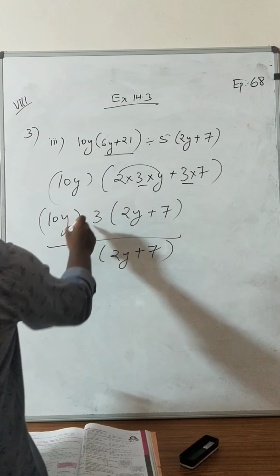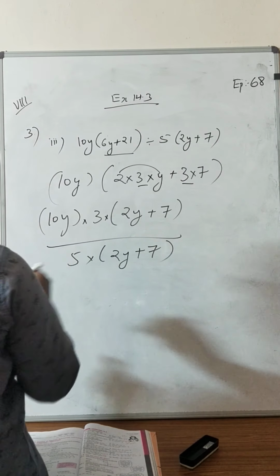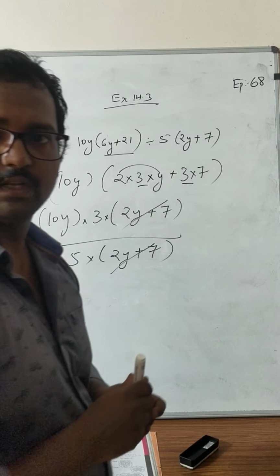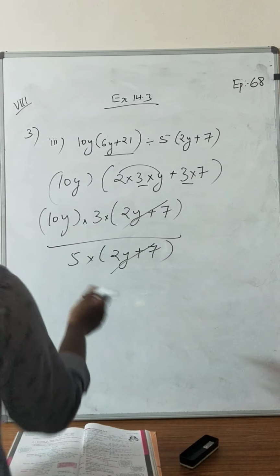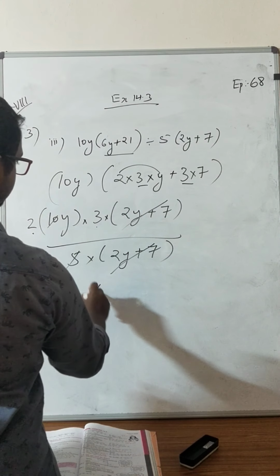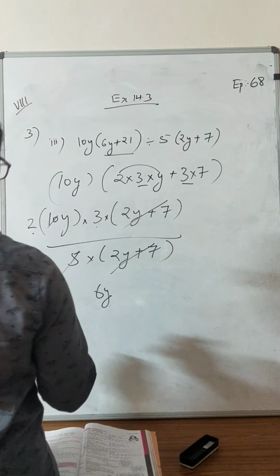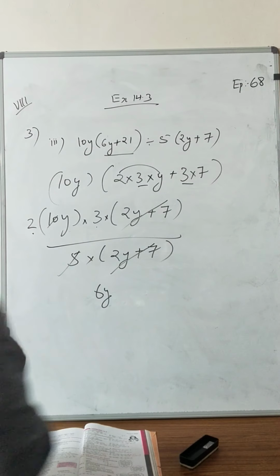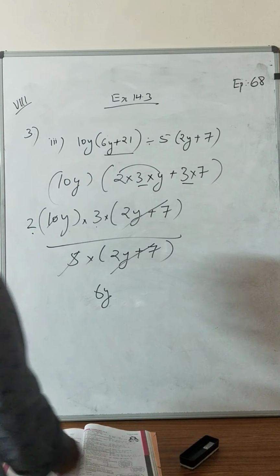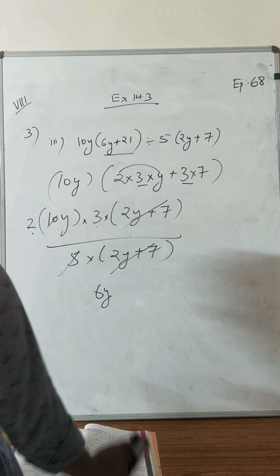See, all this is in multiplication. So the term in the bracket will get cancelled, and this 5 will get cancelled. This 10 will become 2. 2 into 3 is 6, and this y, so 6y. So the final answer that we will get is 6y. Now look at the fifth one.